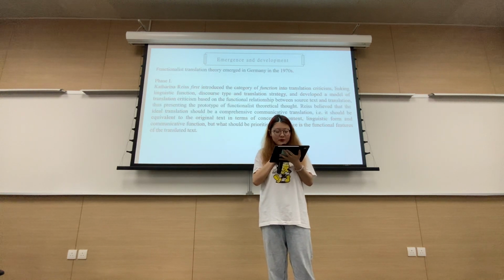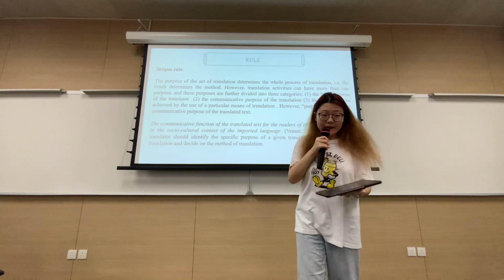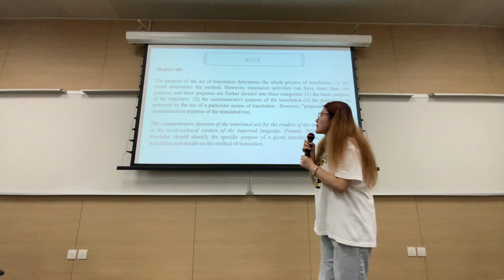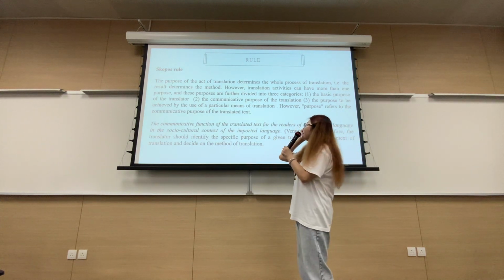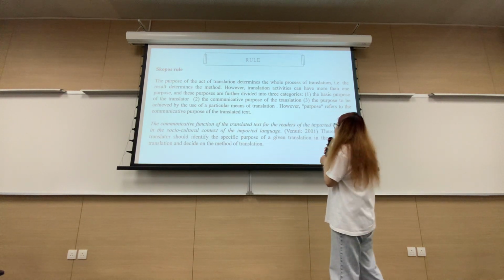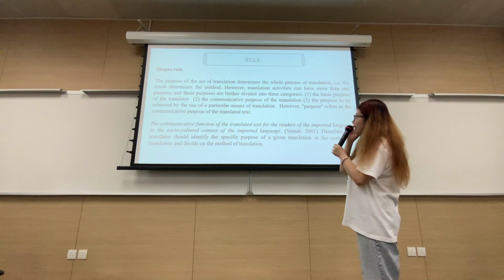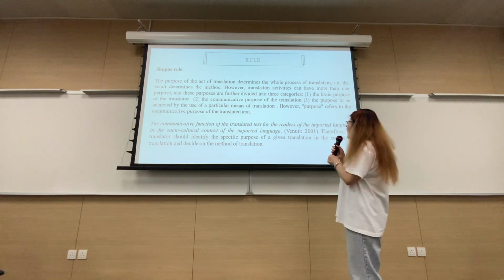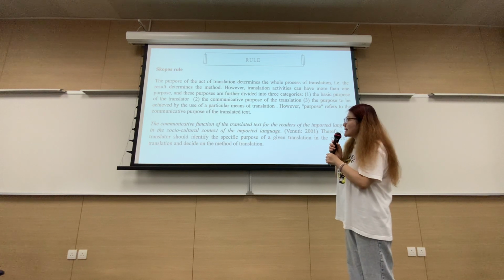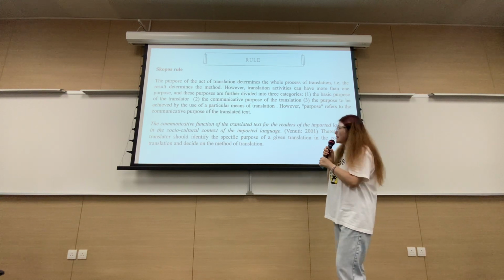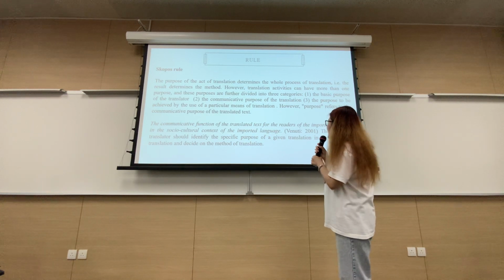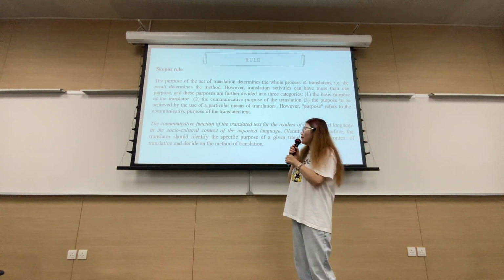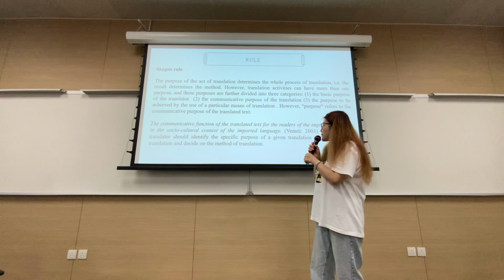And we go to the rules. Okay, we can see the rules. The first is the skopos rule, the rule of the act of translation determines the whole process of translation. And we can see he divides it into three categories. The first is the basic purpose of the translator, and the second is the communicative purpose of the translation. The third is the purpose to be achieved by the rules of a particular means of translation.